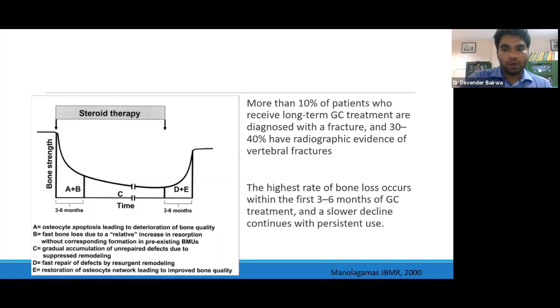The highest rate of bone loss occurs within the first 3 to 6 months of therapy, and a slower decline continues with persistent use.